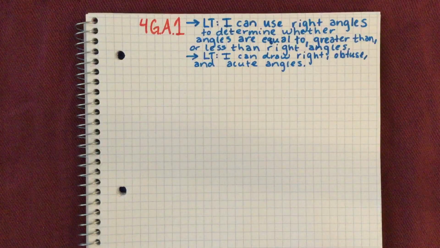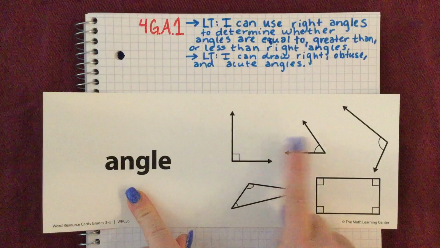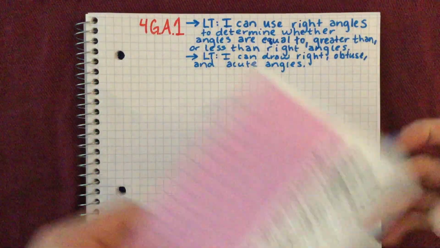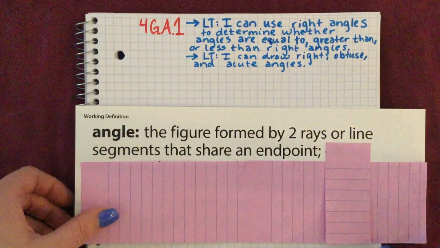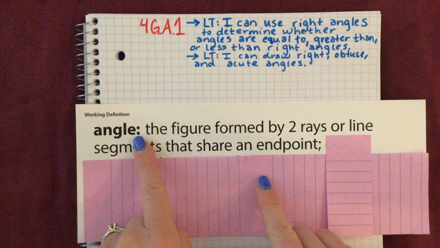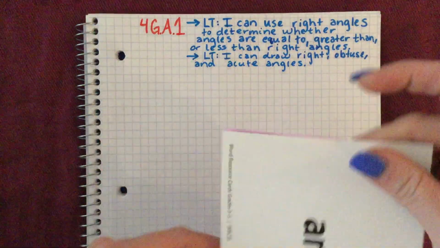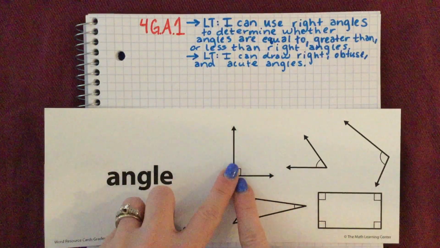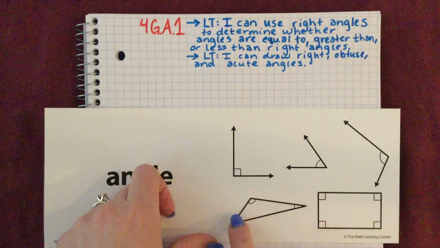Let's go back to our work from yesterday and just talk about what an angle is. These are all different examples of angles. Remember, an angle is the figure formed by two rays or line segments that share an endpoint. So from our notes yesterday, you can remember that an angle is formed by two rays or two line segments that share an endpoint. So in these images, wherever the two line segments or rays come together, that's their shared endpoint. Okay?